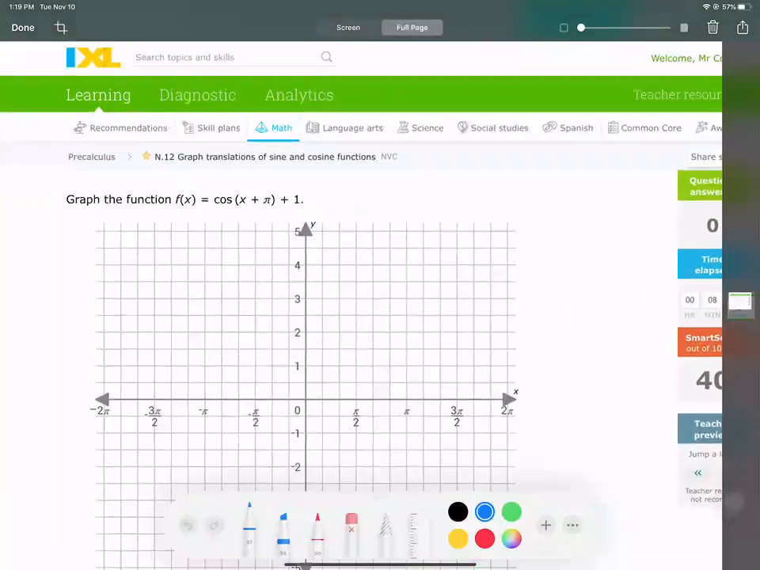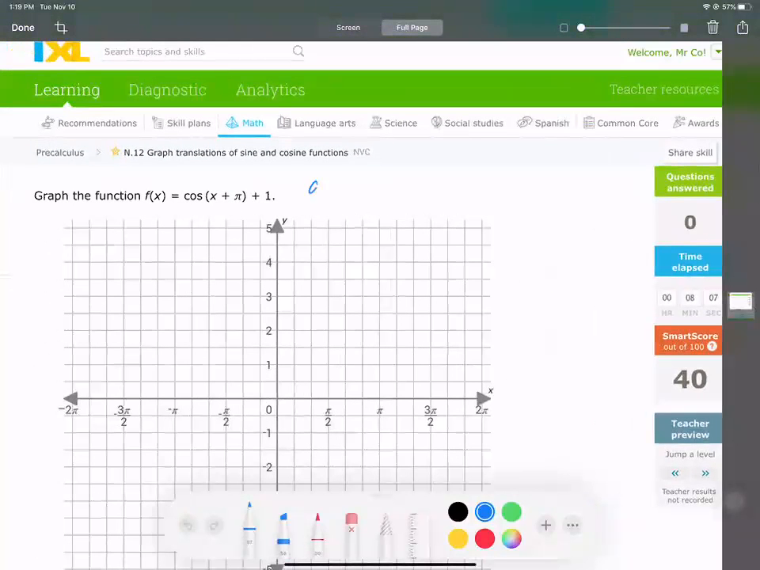So A, B, C, D. Well, we're around 40 already. A is 1, B is 1, C is negative pi, and D is positive 1. So our D is 1, up 1. Our C is negative pi. So X equals negative pi over C, which is 1, right? So that's going to be negative pi.